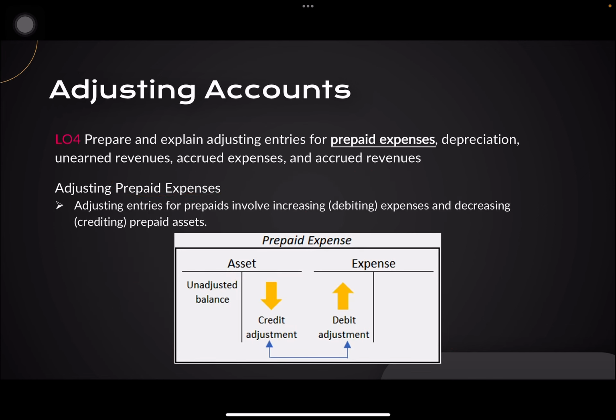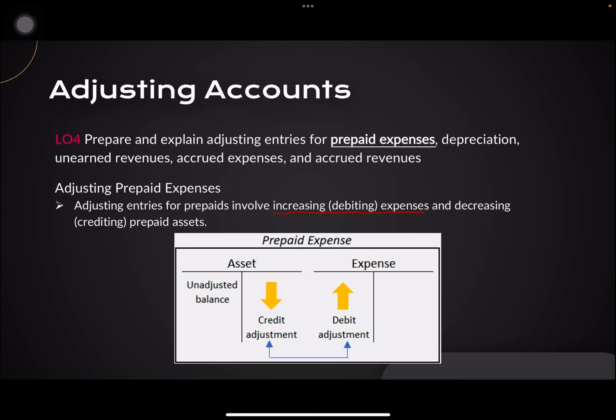So I have here the two types of accounts that are affected when you perform an adjusting entry for prepaid expenses. Adjusting entries for prepaids involve what? You would need to increase your expenses. Again, the normal balance of expenses would be on the debit side. And also, you would need to adjust the balance of your prepaid expenses by decreasing your asset. And how do you decrease your asset? You record any amount that are decreases on the credit side.